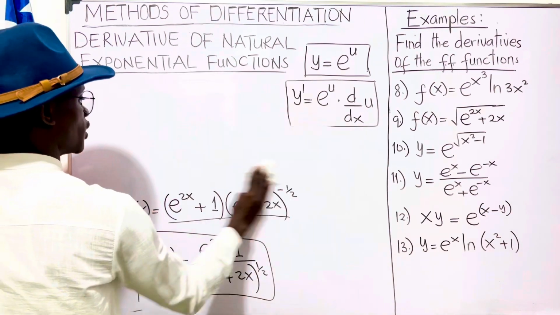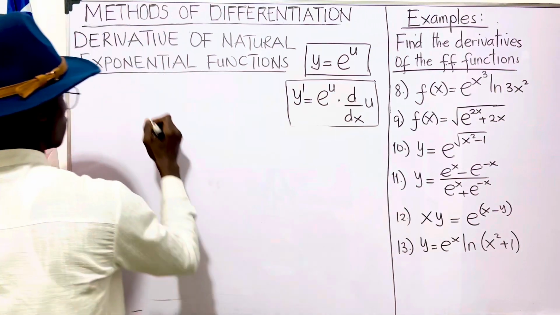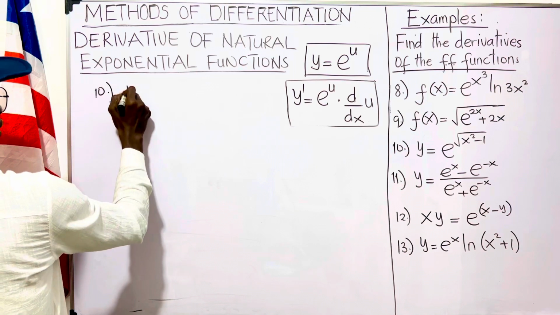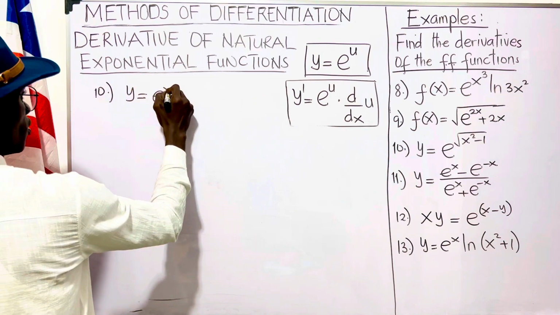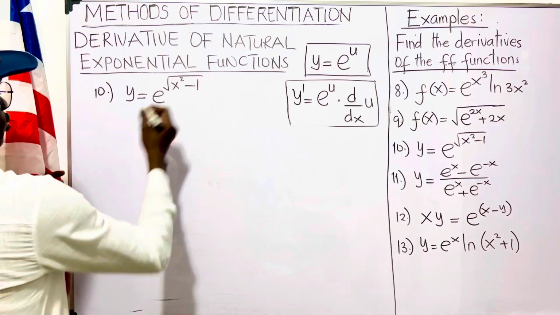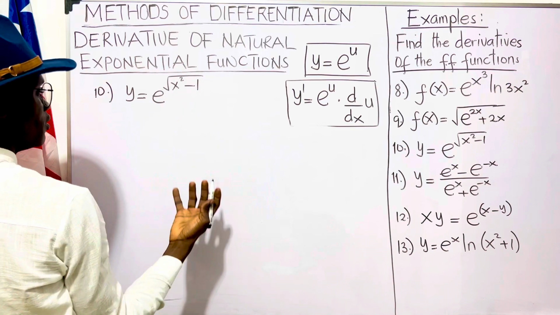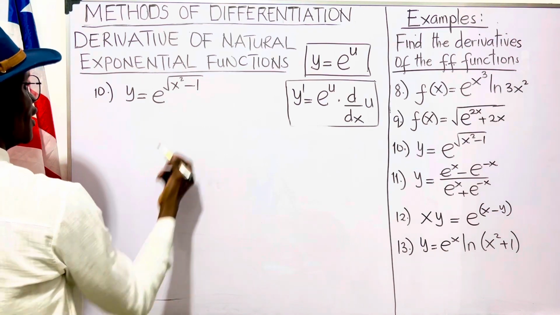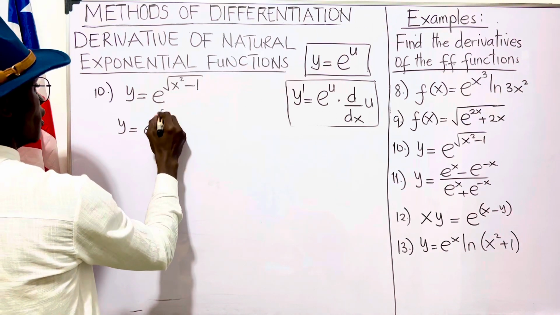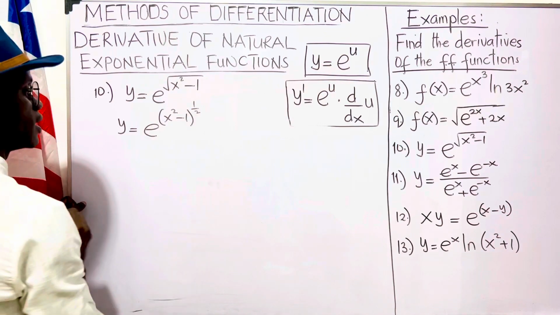So the next function is question 10. y equals e raised to the power square root of x squared minus 1. So again, we can rewrite this, or we can decide to use natural logarithm. So we can rewrite this as e raised to the power x squared minus 1, raised to the power 1 over 2, because that is it.